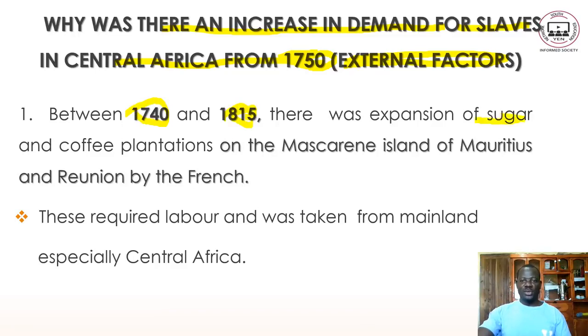Between 1740 and 1815, there was expansion of sugar and coffee plantations on the Mascarene Islands of Mauritius and Reunion by the French. The French dominated the islands of Mauritius and Reunion, and there they opened up sugar plantations. With that, they needed more people to work in those plantations because farming then was done by manpower, so they required a lot of labor, which was taken from the mainland, especially Central Africa. Hence, the people of Central Africa were victims. They were taken to work as laborers in the sugar plantations in Mauritius.